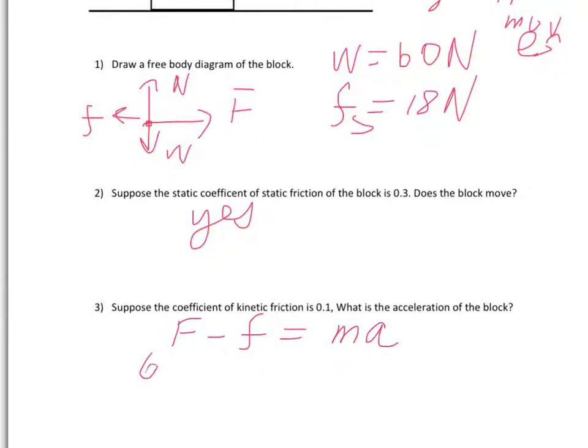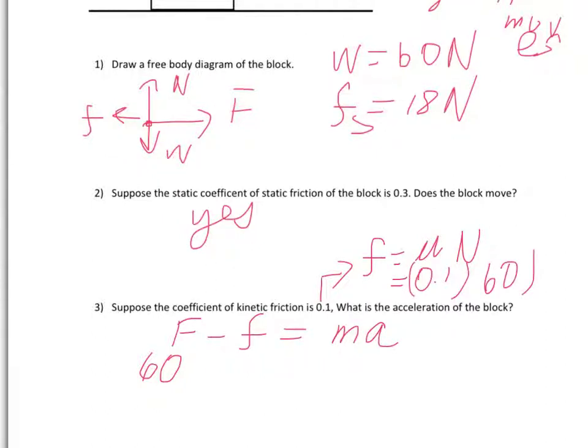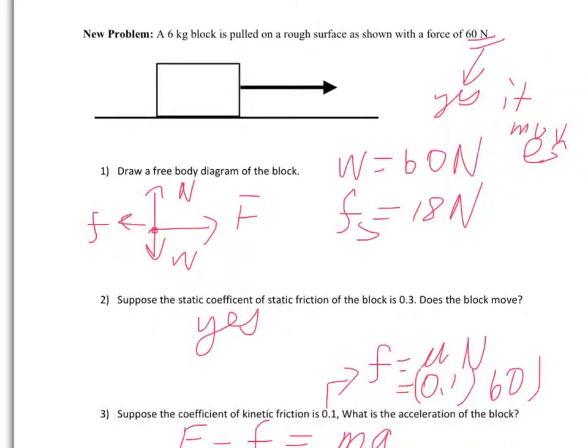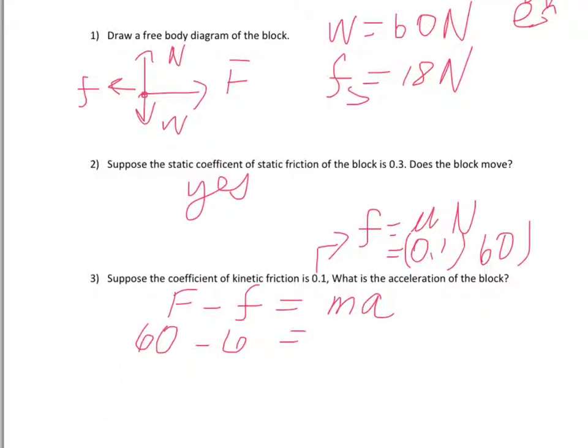So I'm going to have 60 minus, now I need the kinetic friction, so that's going to be friction is 0.1 times my normal force of 60, so that's going to be 6 newtons. And the effect is we're going to make the 6 kilogram block accelerate, so that's going to be 6 times A. And when we solve for A, we're going to end up getting 9 meters per second squared.